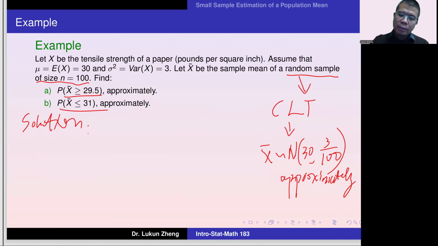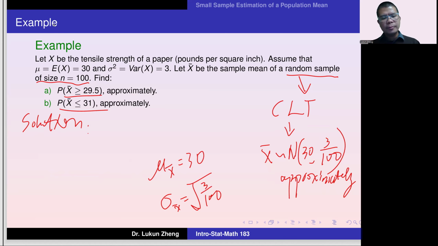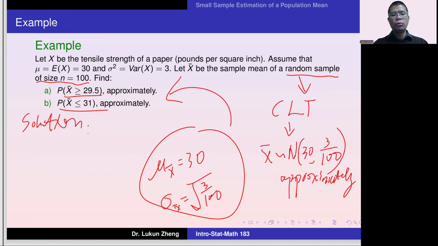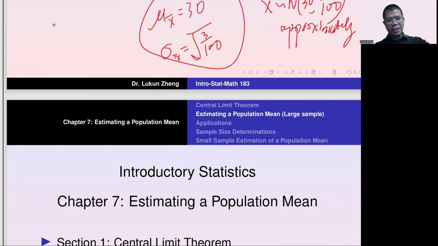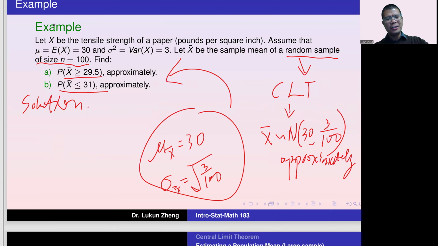Once you have that, you can figure out all of this using the calculator. Of course, you need to use the mean of X bar is 30, and sigma X bar is the square root of 3 over 100. And then go here. So that's how we got it. All right, I believe that is all the coverage of this exam.